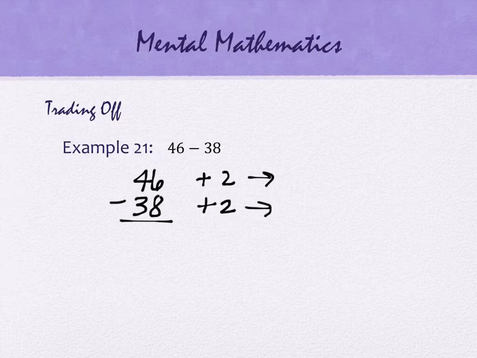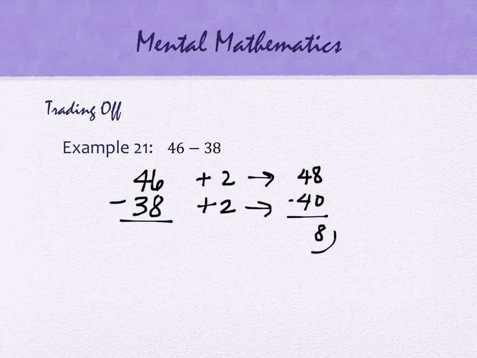Let me do it this way. So this becomes 48 minus 40 for a grand total of 8. This isn't a different method. It's just got another name for us all.